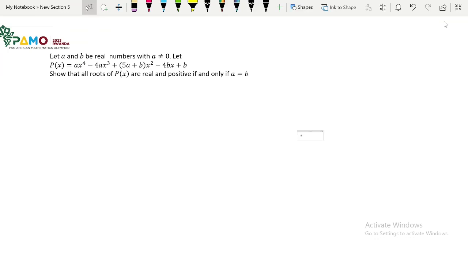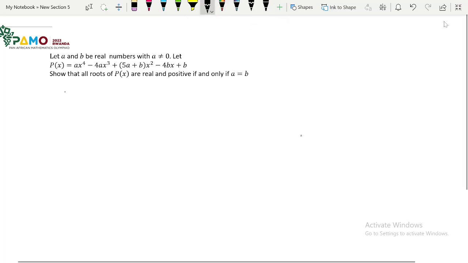Obukume Ejaife here, and today we're looking at problem 5 from the recently conducted PAMO 2023 edition, and it's an algebra problem. It says let a and b be real numbers with a not equal to 0. Then let P of x be ax^4 minus 4ax^3 plus (5a + b)x^2 minus 4bx plus b. Show that all roots of P of x are real and positive if and only if a equals b.